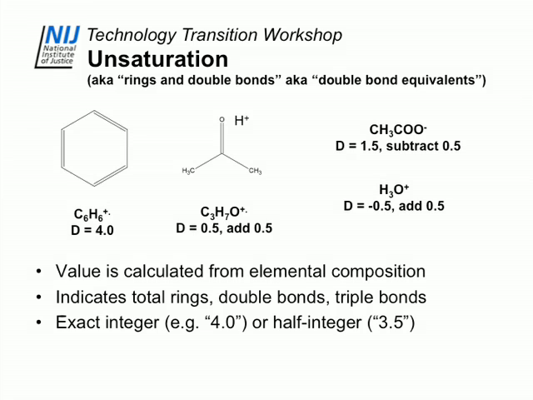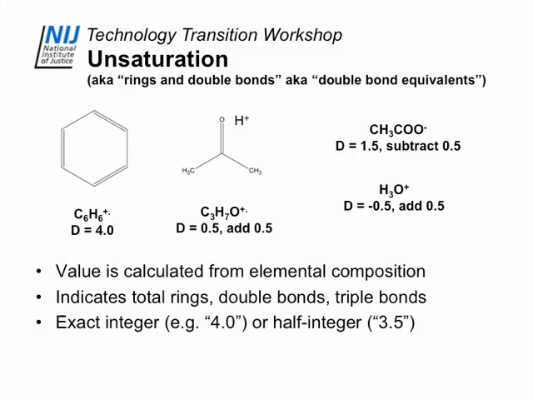That tells you that it's an even electron ion. And if you have a positive ion, think positive, you have to add 0.5 to find the number of rings and double bonds in it. So if it's positive, think adding 0.5. If it's negative, think subtracting 0.5.